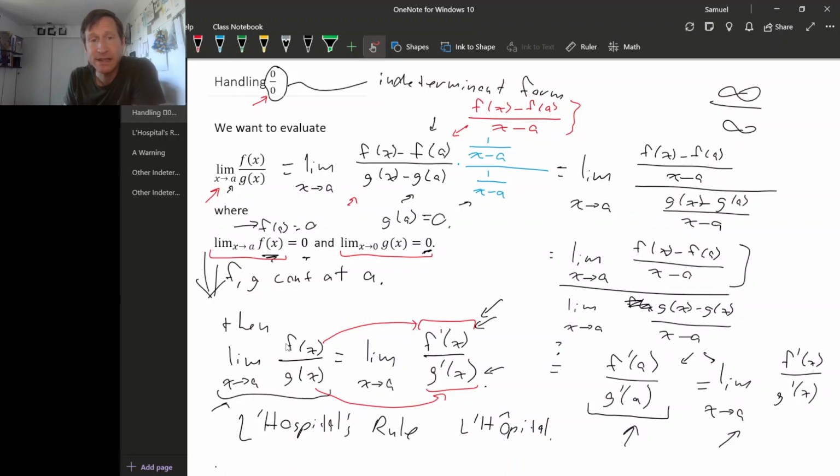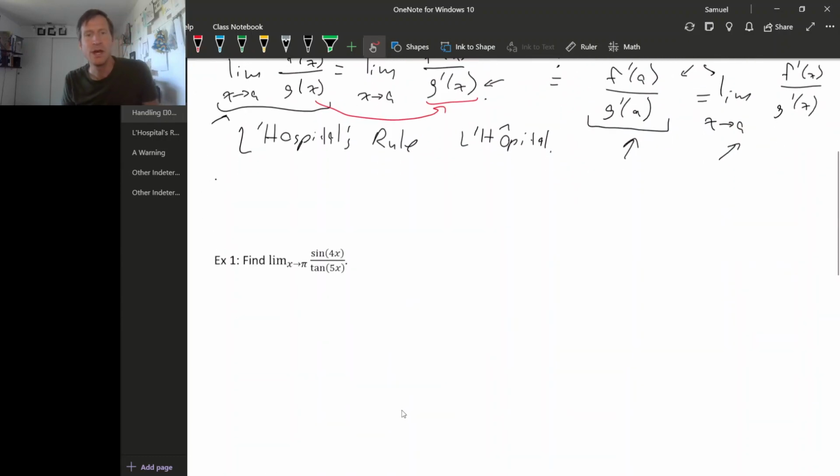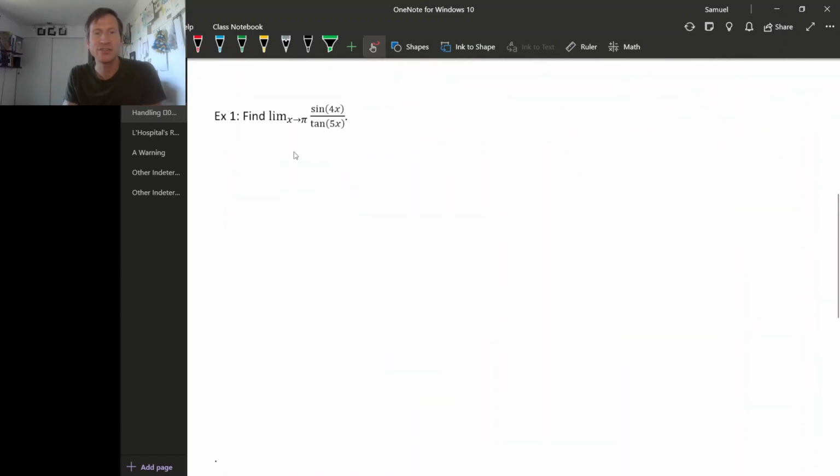So again, the idea is if you end up with this indeterminate form, 0 over 0, then you can just replace the numerator with its derivative, replace the denominator with its derivative, and take the limit of that resulting thing instead. So let's see how this works in a couple examples. Let's find the limit as x goes to pi of sine of 4x over tangent 5x.